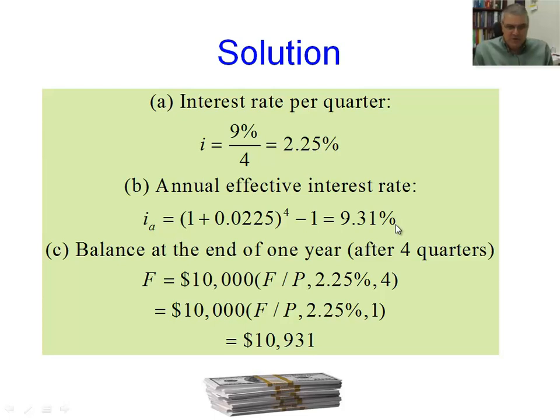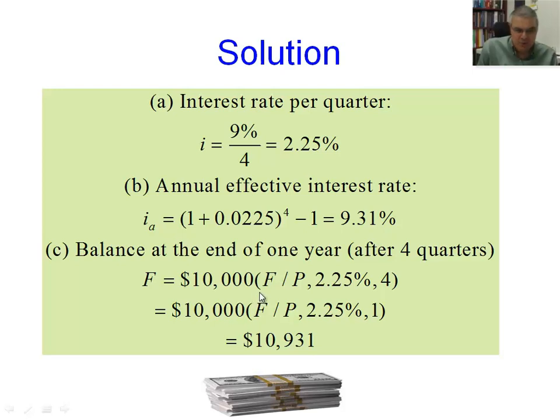So part C, $10,000 at the end of 1 year. Remember, every time we talk about the future, we're talking about F. That's the future value, the balance at the end of 1 year after four quarters. If we deposit $10,000 today, what would be the balance at the end of 1 year with the information on the interest and the way it's being calculated?